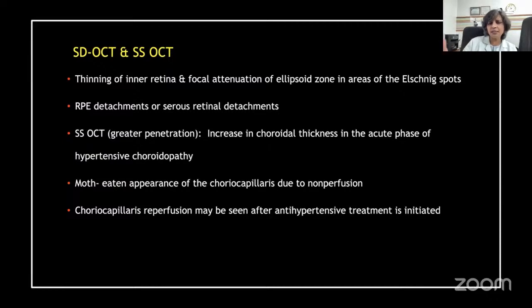Swept source OCT has a greater penetration, so shows us the choroidal thickness, which increases in the acute phase of hypertensive choroidopathy. The choriocapillaris, however, reduces in thickness with a moth-eaten appearance due to non-perfusion. And finally, the choriocapillaris may show reperfusion if antihypertensive treatment is started in good time.